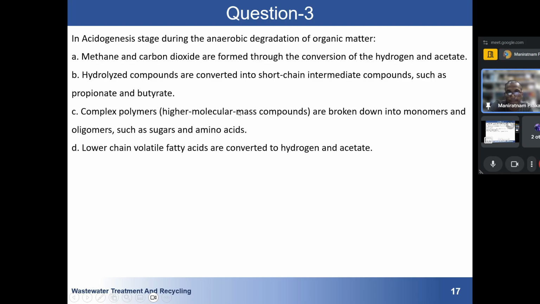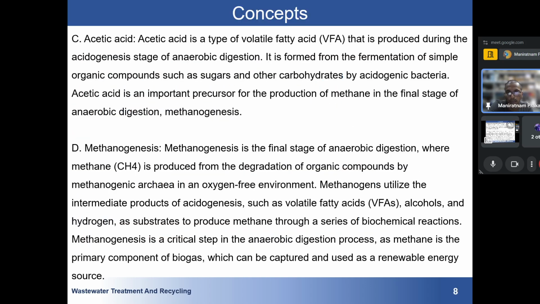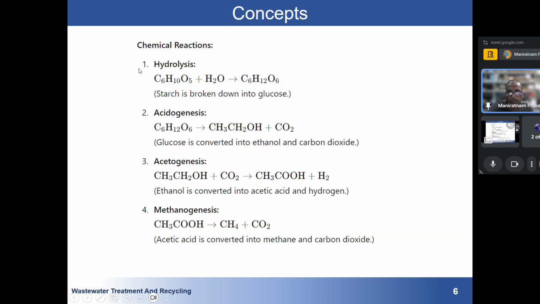Just for your reference, you can see this. We have complex organic matter, that is starch, getting converted into glucose by hydrolysis and some bacteria. Remember, at each step some bacteria are acting. I have already said that I will show you which kind of bacteria are acting during hydrolysis. So stay with me. Once all the questions are finished, I will show you the names of those bacteria.